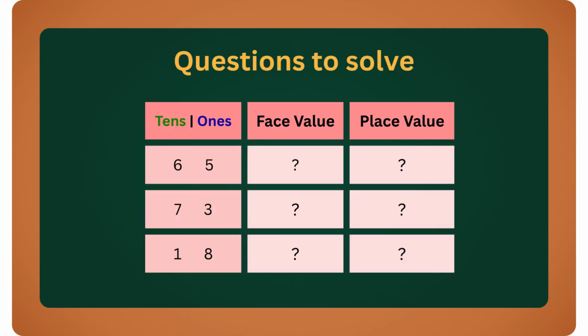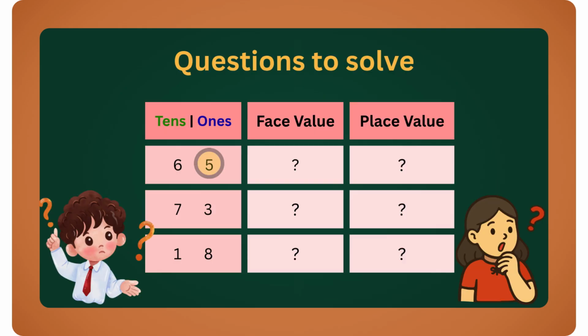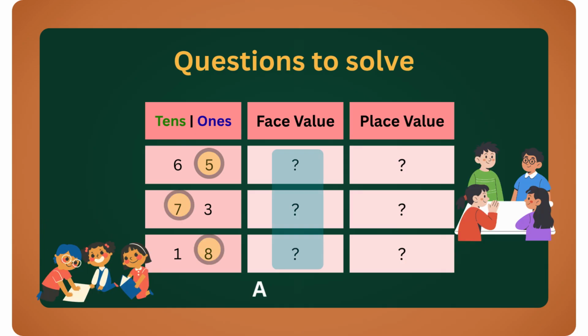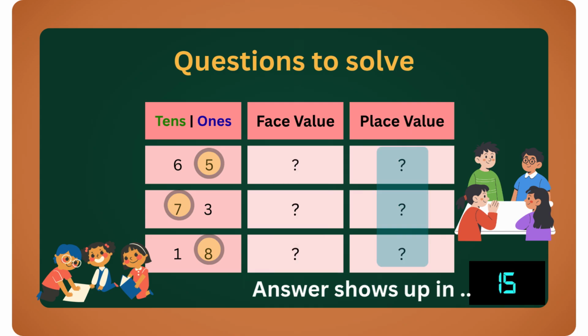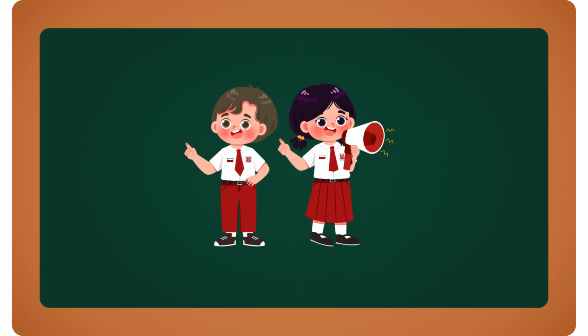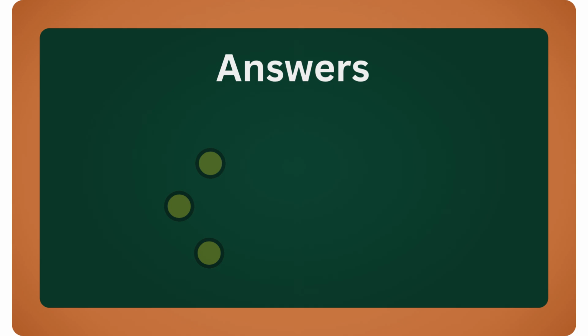Questions to solve. There are marked numbers here in these 3 2-digit numbers. You have to write the face value and place value of these numbers in the columns as shown. The answer will be shown in 3, 2, 1. Here are the answers.